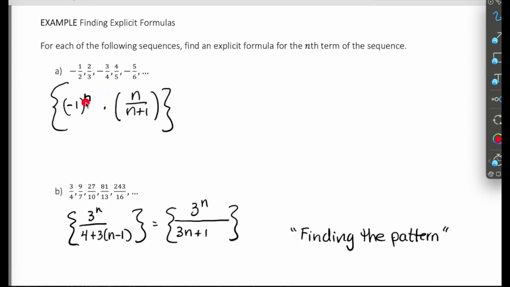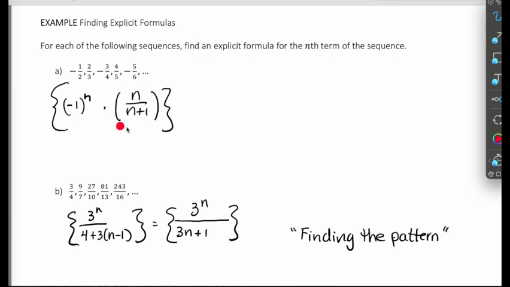So when I plugged in 1, I would get -1 squared, so it would be positive. So the evens would be positive and the odds would be negative. Odd meaning the odd terms. So this takes care of the alternating back and forth between positive and negative.